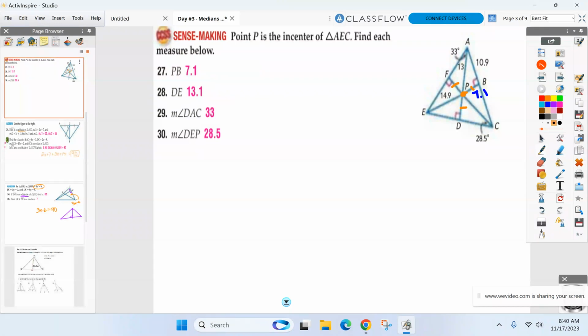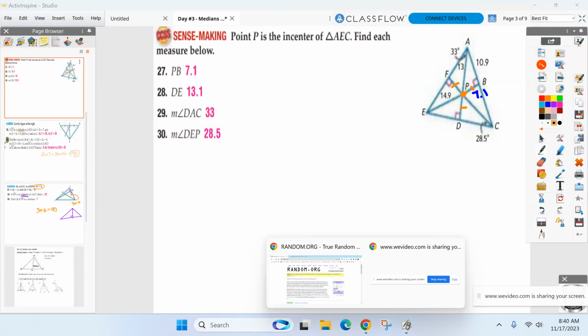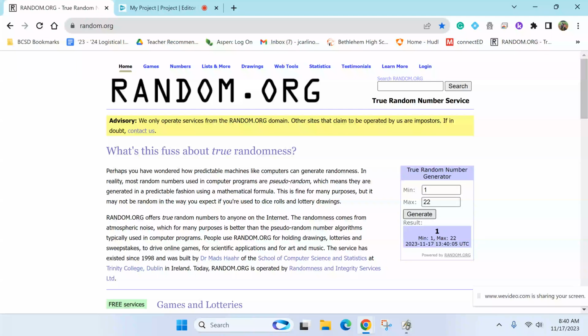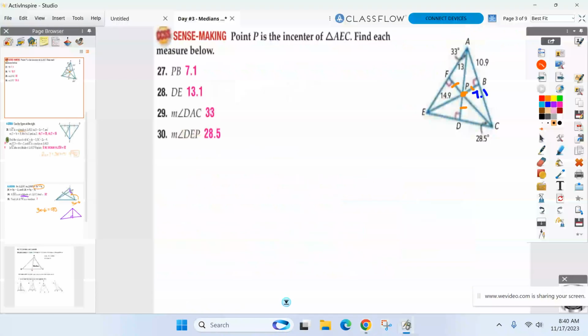Just before I do 28, you needed to do 27. Without 27, you can't do 28. Because in 27, you found the length of PD, which was 7.1, because that's the in-center. Special fact about the in-center. Everyone ready? I'm going to keep doing it until I feel comfortable. The in-center is always equal distance from all sides. So if PB is 7.1, so is PD. That's got to be 7.1.